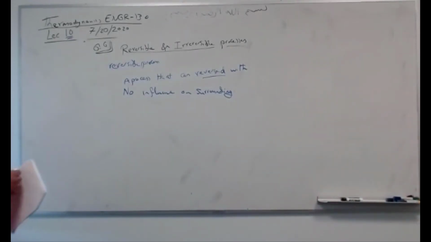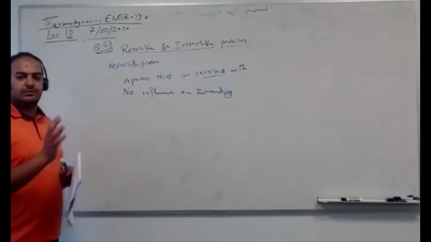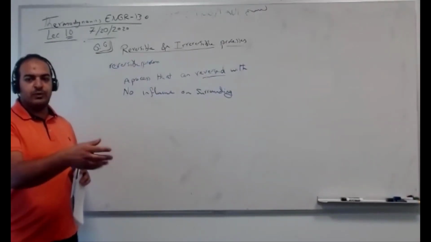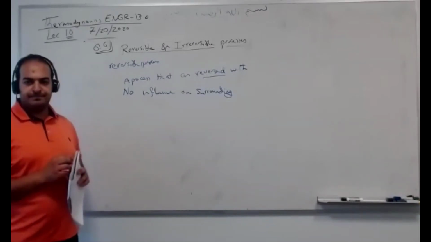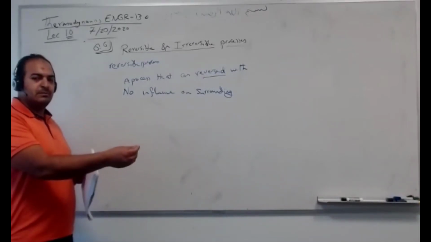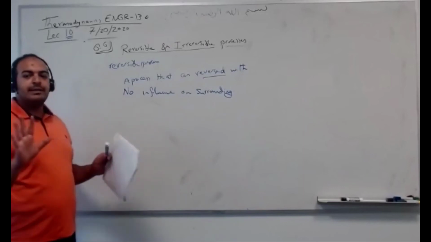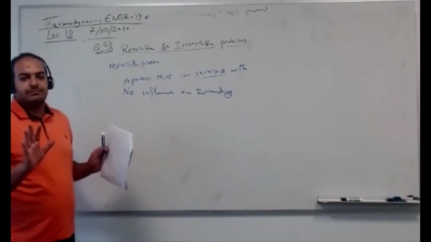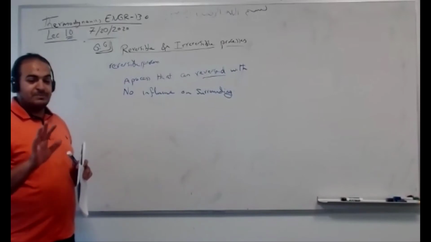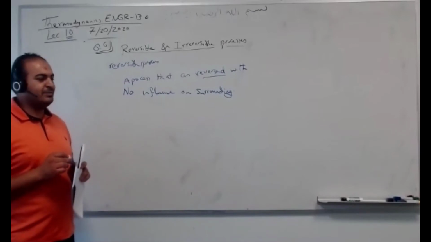Let's say somebody gives you $100 for a loan, and after a few weeks, you give it back to him, $100. This is called a reversible process. You took money, you get the same money. No one gets hurt. Nothing changed. Correct?